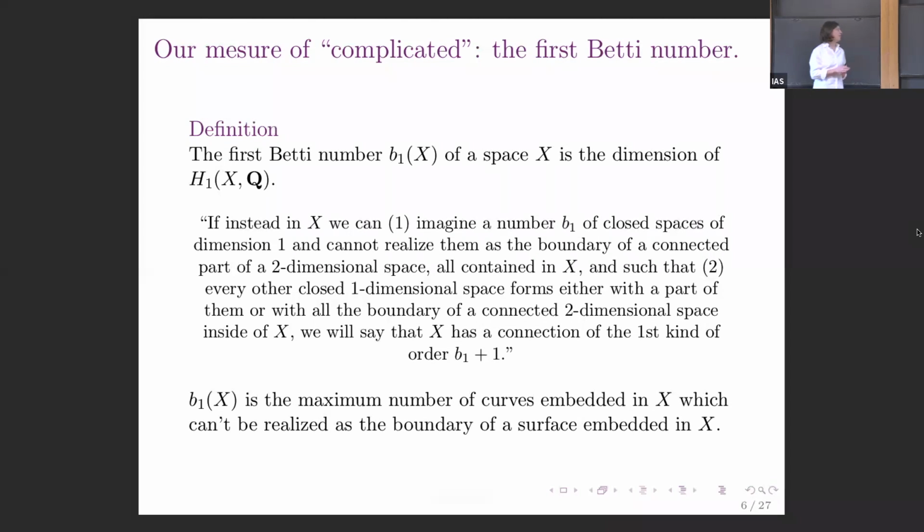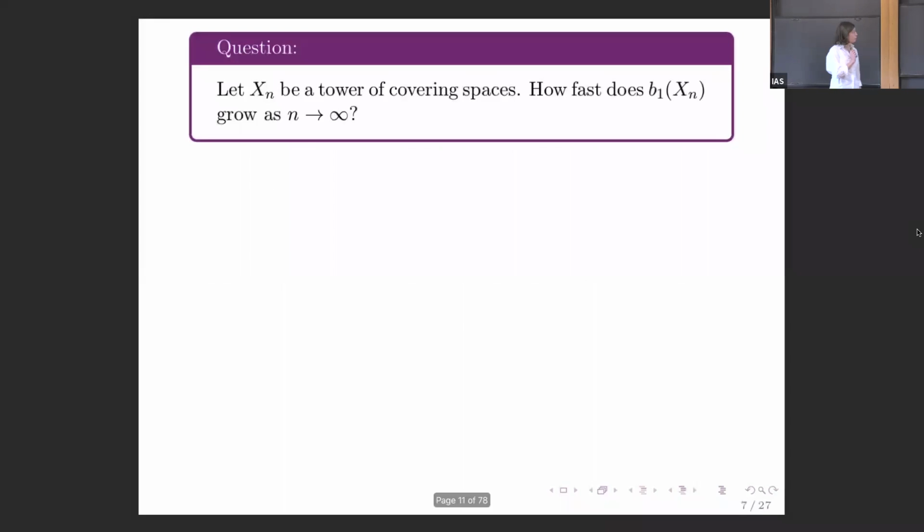In short, B1 of X is the maximum number of curves or loops that you can embed in X, and which you can't realize as the boundary of a surface that's also embedded in X. The canonical loop that you can realize as the boundary of a surface is the boundary of a disk. If you have a contractible loop, it bounds a disk, and since you can contract it, you don't count it in homology. Okay, that's what I'll say about first homology.